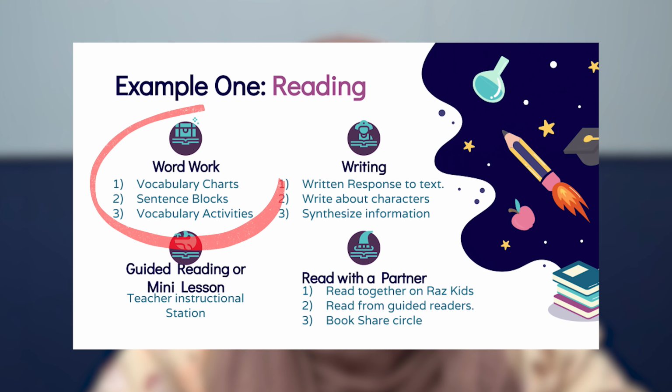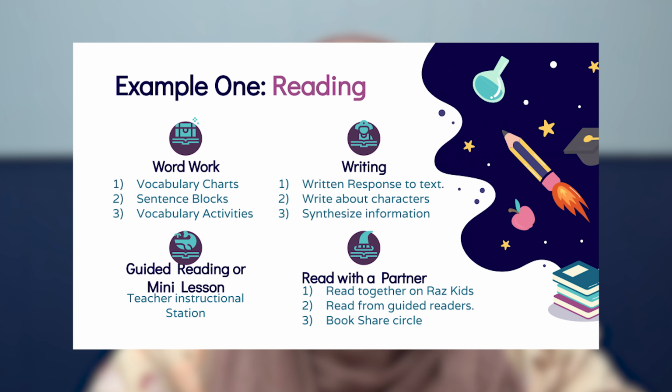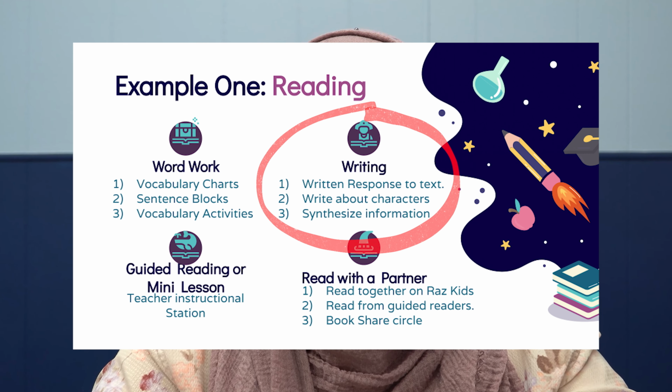So for example, for word work, you can do vocabulary charts, sentence blocks, vocabulary activities, sentence blocks with words on them where kids can make sentences using the blocks and pairing them together. This is an excellent activity for students who are jittery, who need something more hands-on. And the blocks are according to their parts of speech. They're available at teacher stores or on Amazon. Another example would be writing written responses, writing about characters, synthesizing information in their writing journals. Keeping a consistent writing journal for your reading class would be really helpful for your students.